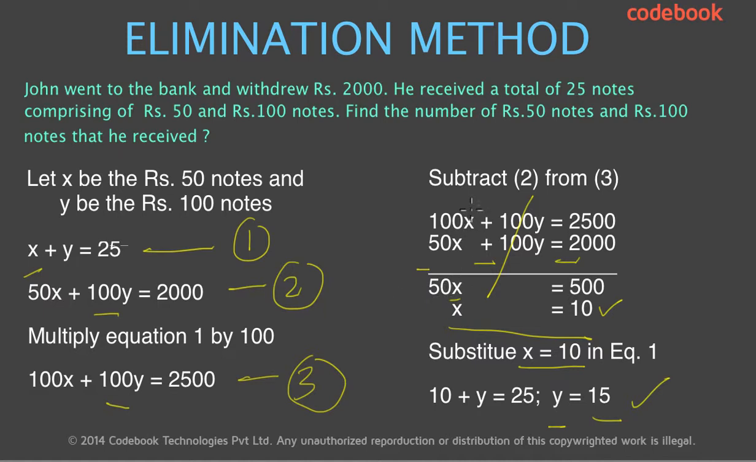As you have seen here, when we subtracted, we got 50x equal to 500. This is a linear equation in one variable, which is x. So then we calculate the value of that variable, and once we find the value of that variable, we substitute that back in one of the equations to get the value of the other variable. So that is your elimination method.